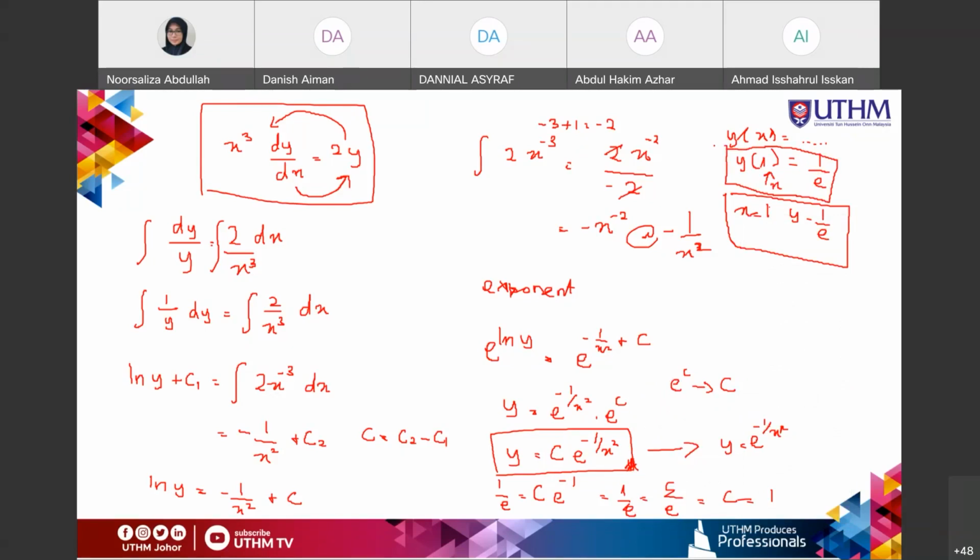Boleh. Okay. So dia bagi pada nilai x equals to 1, then y equals to 1 over e. You gantikan this one dalam equation ni. So y equals to 1 over e equals to C exponent minus 1 over 1. So 1 over 1 is 1. So exponent minus 1. Then you get C equals to 1.